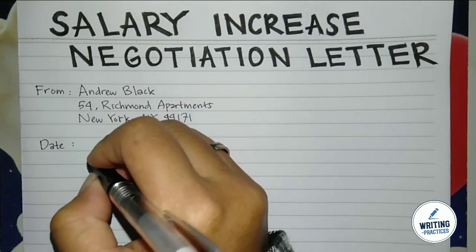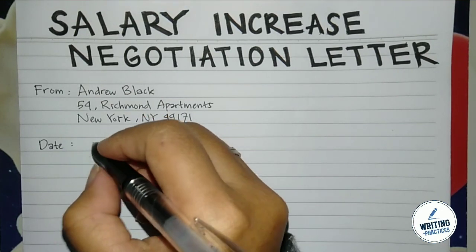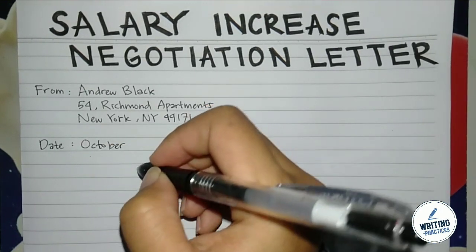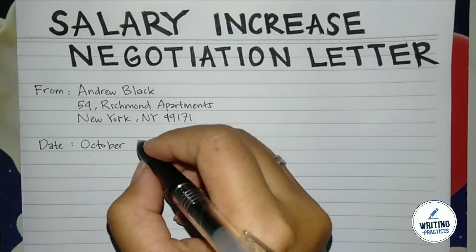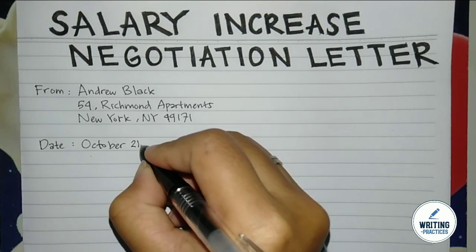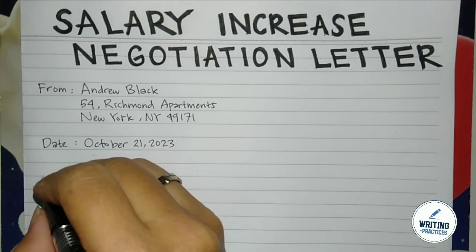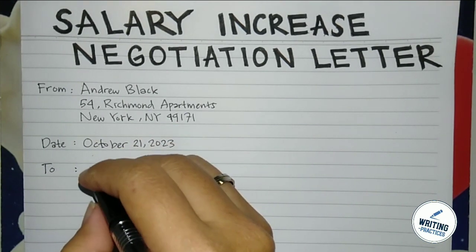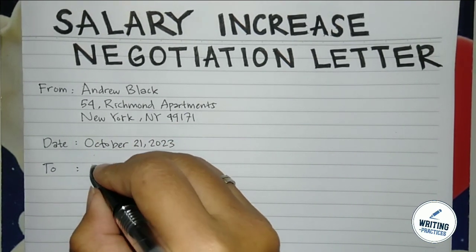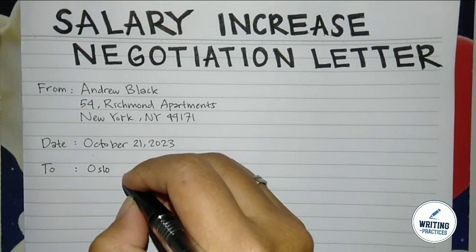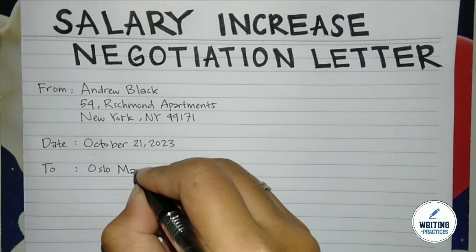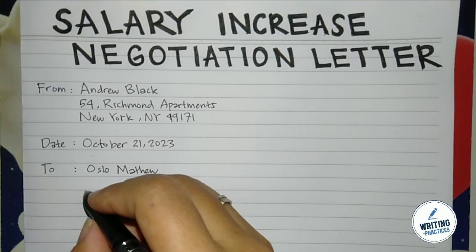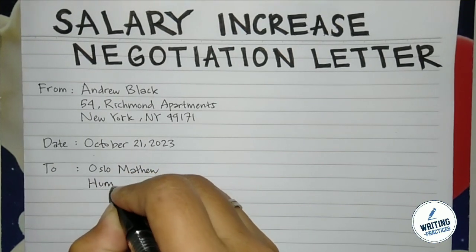After that, write the date of the letter. You can use the format of month, date, and year. And then, write the information about the recipient of this letter. Write the full name of the recipient. Mostly, this letter is addressed to the Human Resource Manager. And write the occupation here.